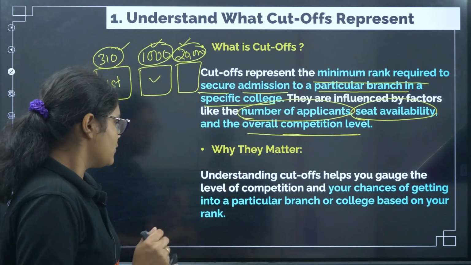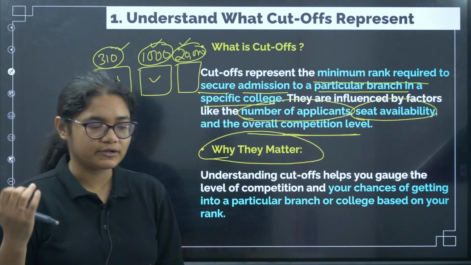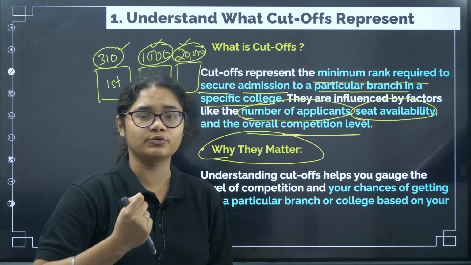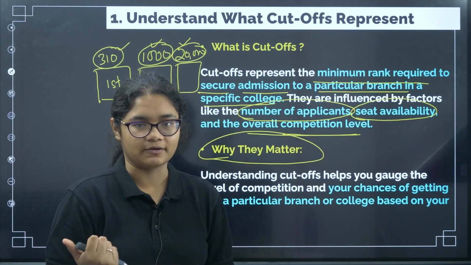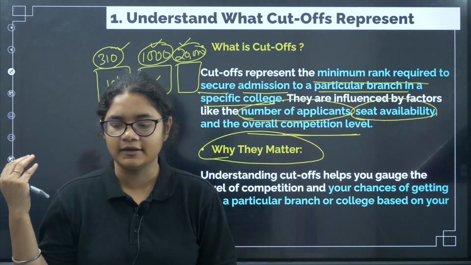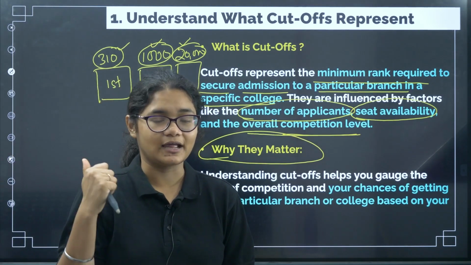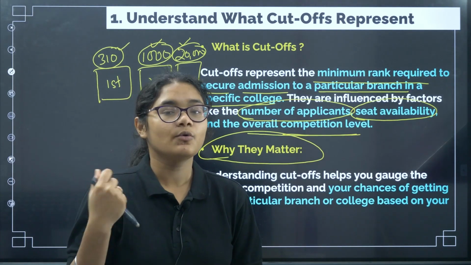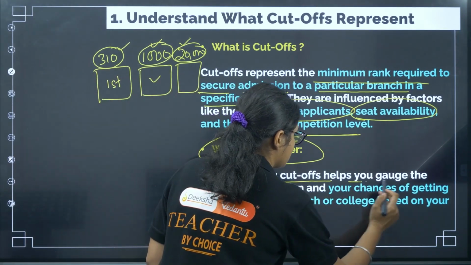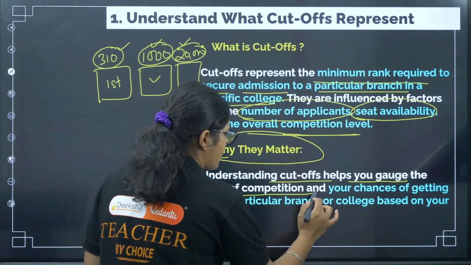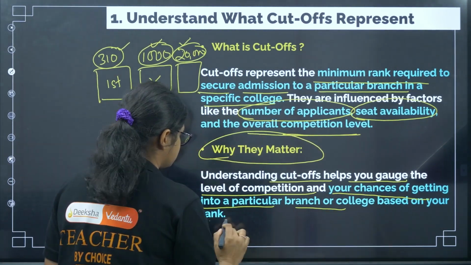Now coming to why they matter, why we are so worried about cutoff. Whenever you are told to make option entry, the first thing that you have to check is the last year cutoff, then placement records, location, infrastructure, all these things matter. But the first thing to check is the cutoff. Why is it so important? If you understand the cutoff, it helps you gauge the level of competition and your chance of getting into a particular branch or college based on your rank.